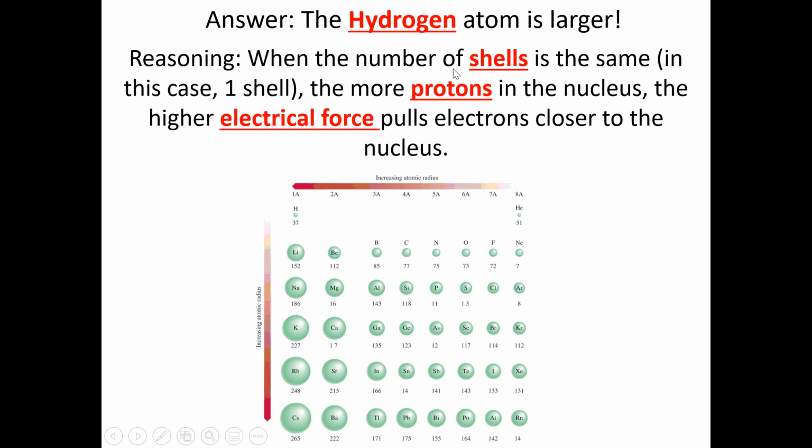Another way of saying this is when the number of shells is the same, in this case it was 1 shell, the more protons in the nucleus, the higher electrical force pulls electrons closer to the nucleus.